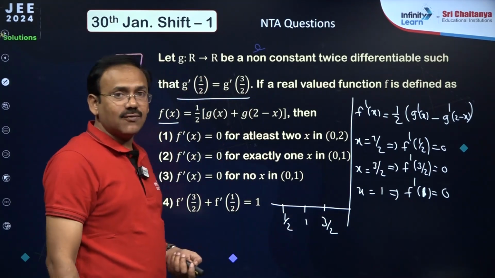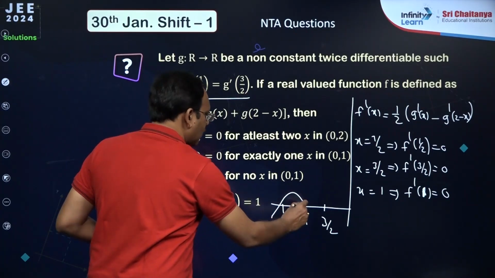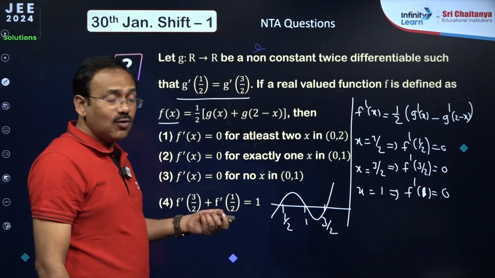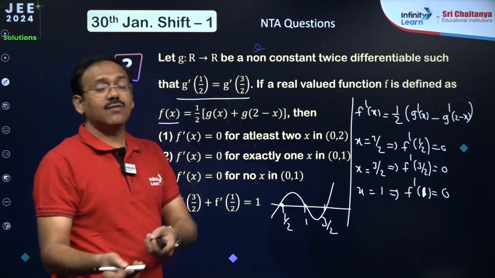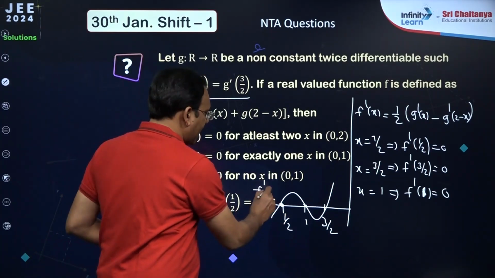F dash is such a function which becomes 0 at 1 by 2, again at 1 and again at 3 by 2, maybe in reverse order. Undoubtedly, its derivative between every two roots will have at least one root. So this is the graph of f dash function.